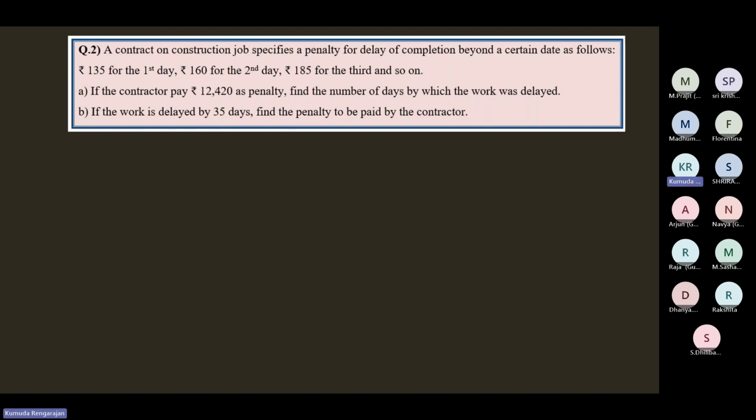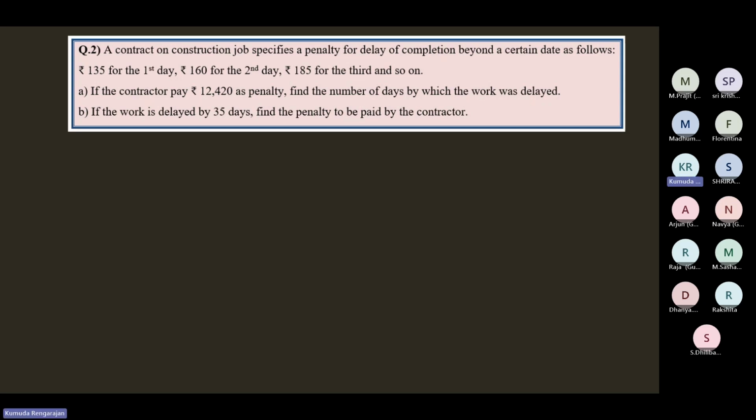Okay, next one. A contract on construction job specifies a penalty for delay of completion beyond a certain date as follows. So a contract on construction job is vested to say some civil engineer, and he is supposed to complete that construction job within a stipulated time, the delay of which he will be liable to pay penalty to the person who has given him the contract. If the engineer delays the construction job, that is, he does not complete the construction job on time, then he is liable to pay penalty to the person who's given him the contract.